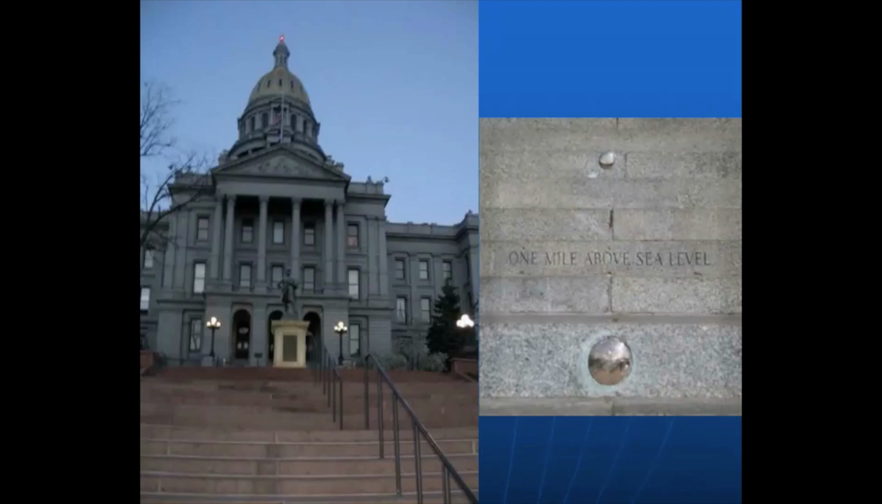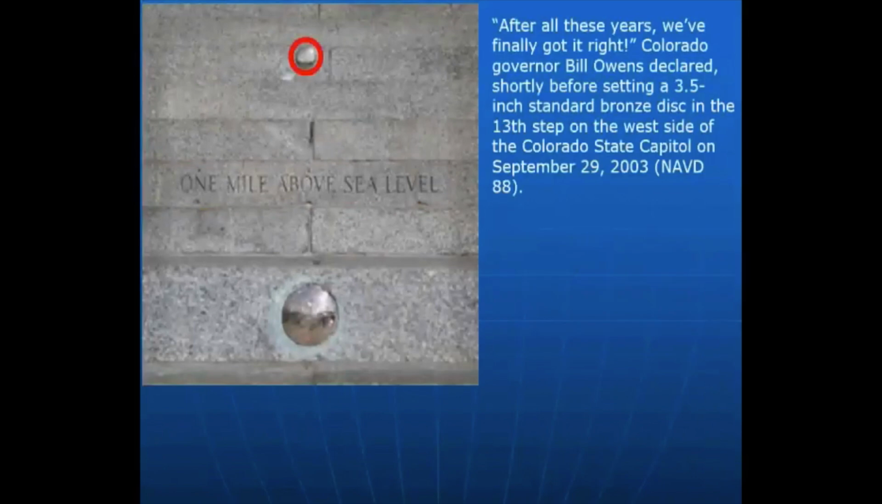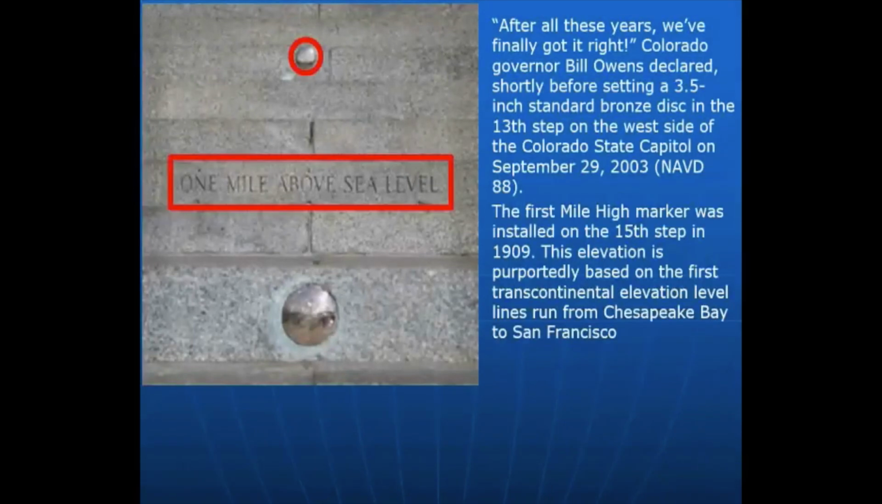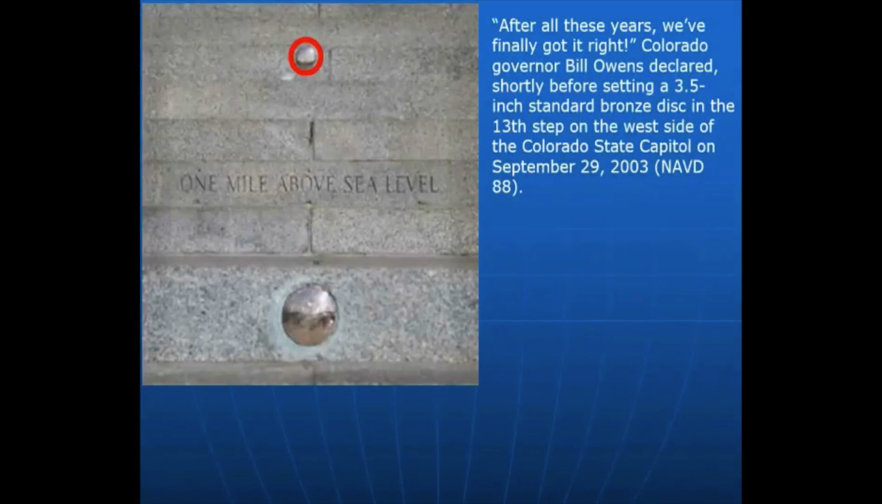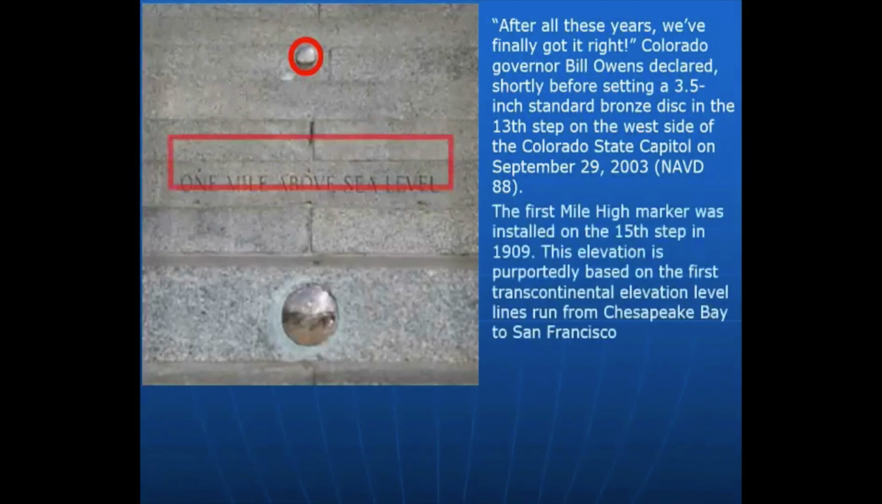Well, so you have 3 different vertical datums. You have the 29, 91, and then there was one in between. Do I actually say what they are? Oh, yeah, so here we go. So after all these years, we finally got it right, Colorado Governor Bill Owens declared, shortly after setting a 3.5-inch standard bronze disc, that one, on the 13th step. So everybody that took their picture before 2003 didn't count.